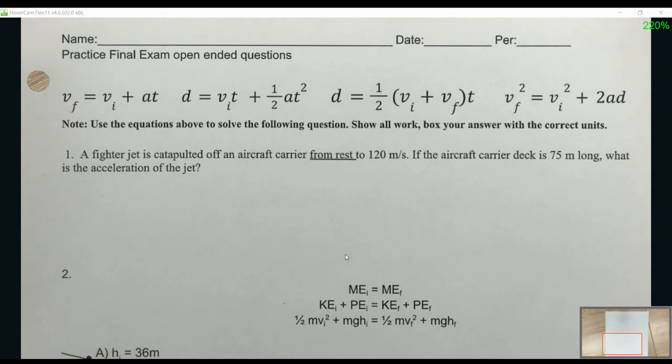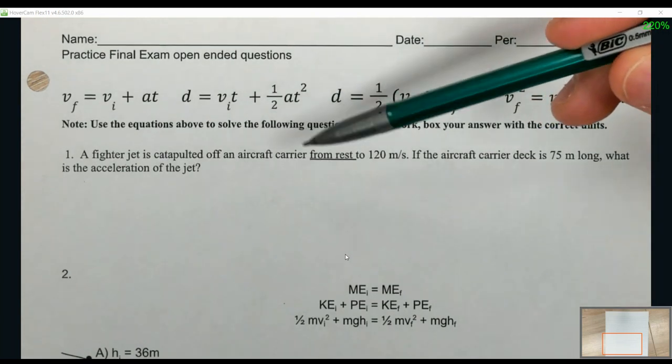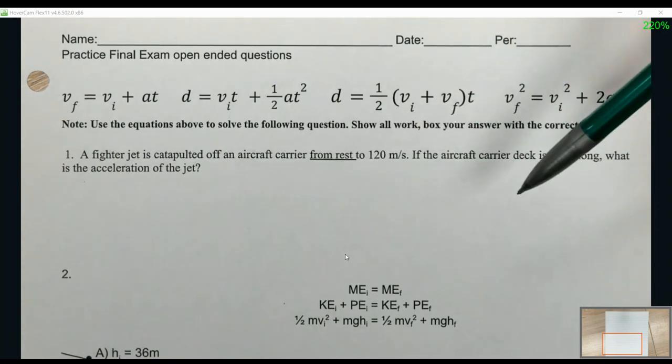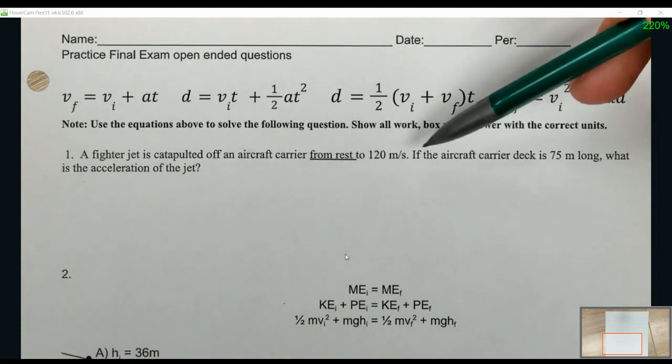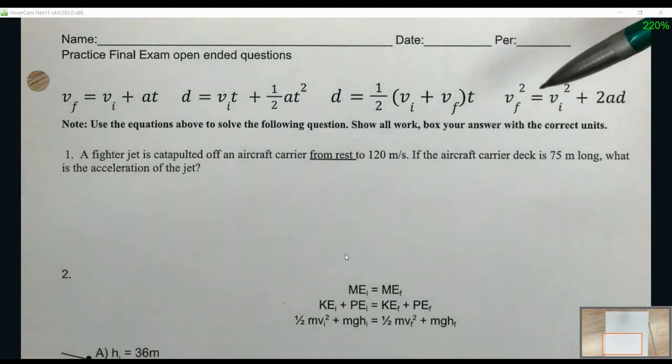So in this, a fighter jet is catapulted off an aircraft carrier from rest, all right, to 120 meters per second. If the aircraft carrier deck is 75 meters long, what is the acceleration of the jet?